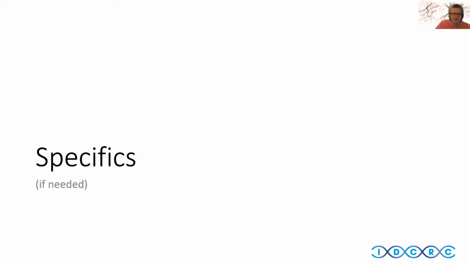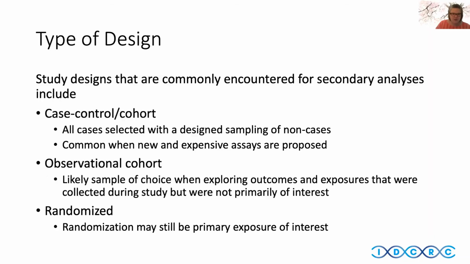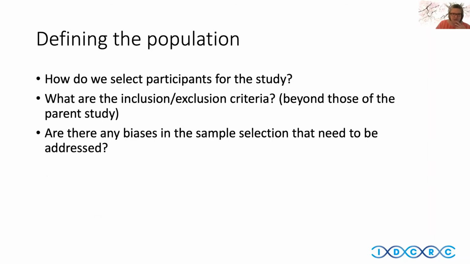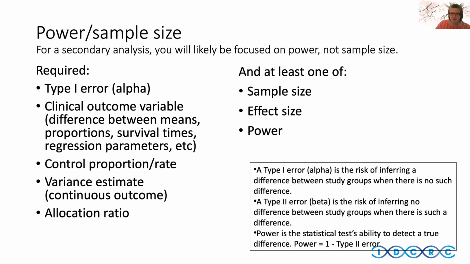So I did have some other specifics, and I think the one I want to focus on is really the sample size, because I think that's the other, it's power and sample size, and I'm putting these together. And I think for secondary analyses, this is a big issue. And it's a little different issue, right?